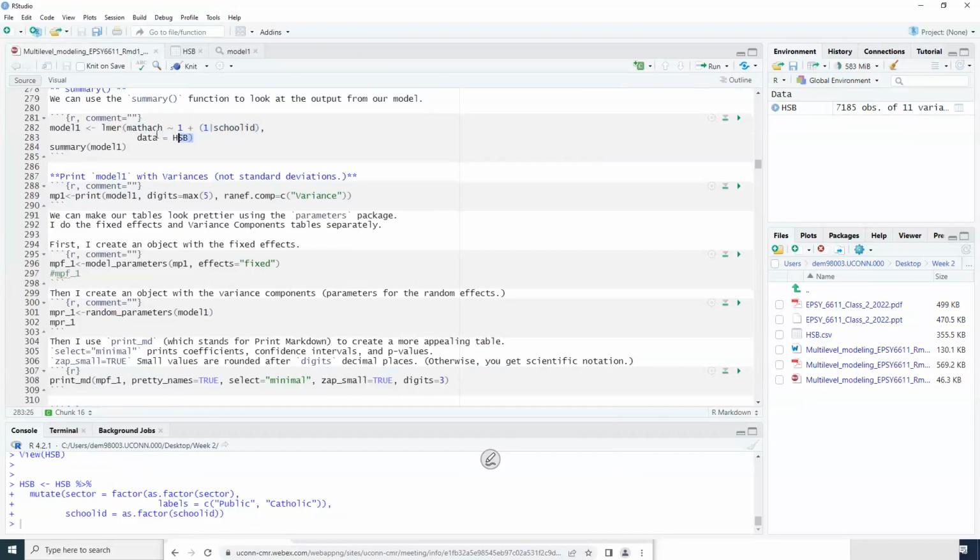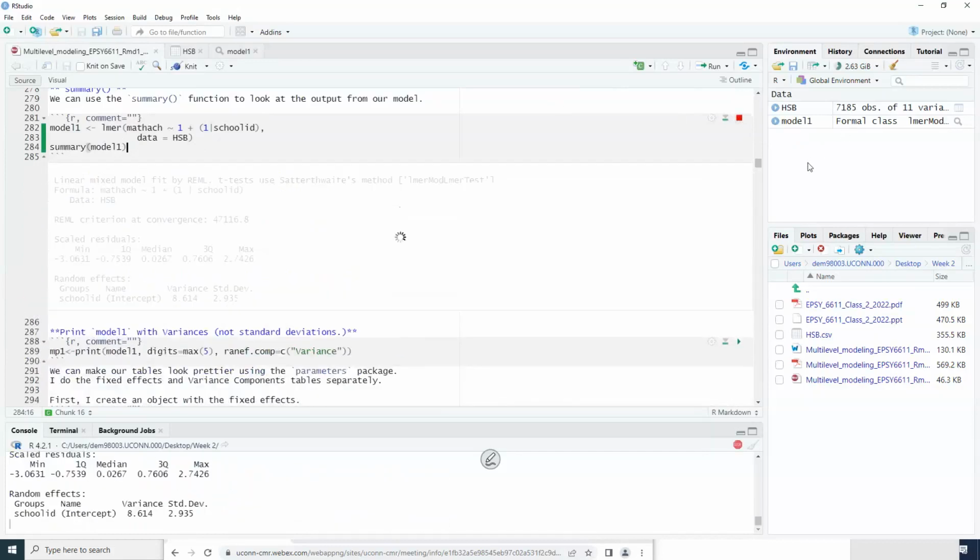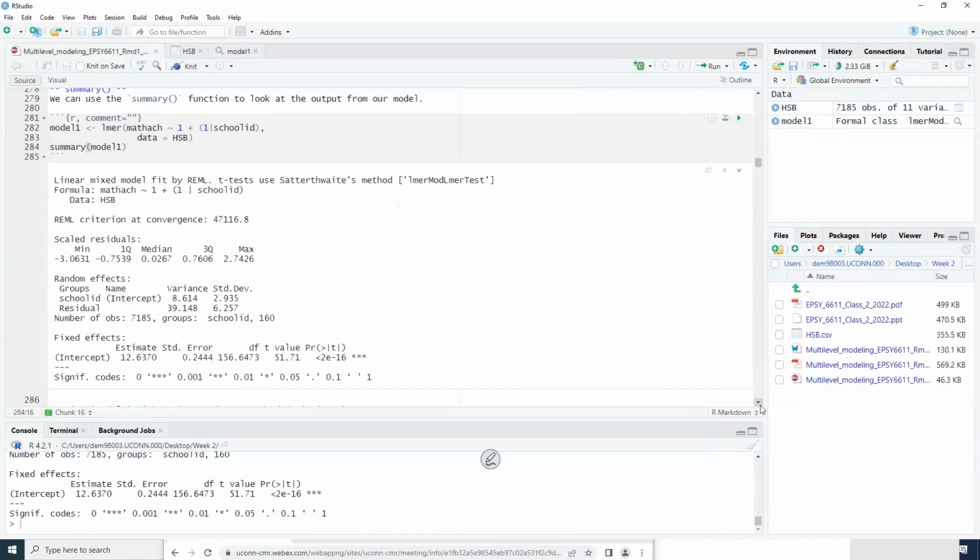And then I need to tell it what my data file is. And then the easiest way to get relatively complete output is to say summary model 1. And then it will display the summary information for model 1. So it's running. It always takes a tiny minute to run these multi-level models. If you have really complex ones, it can take quite a while.